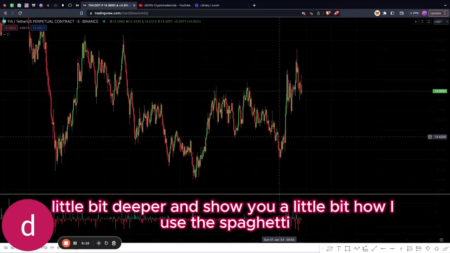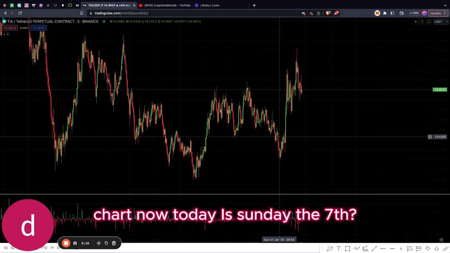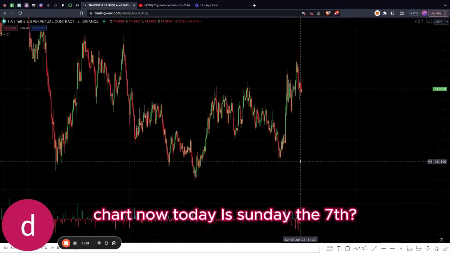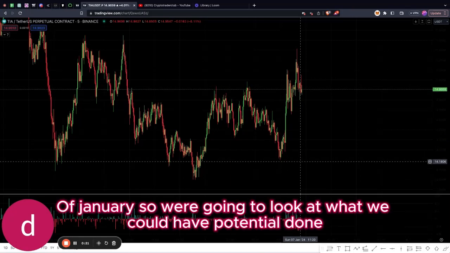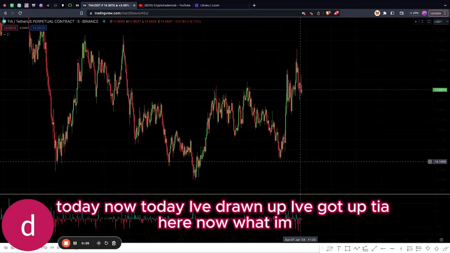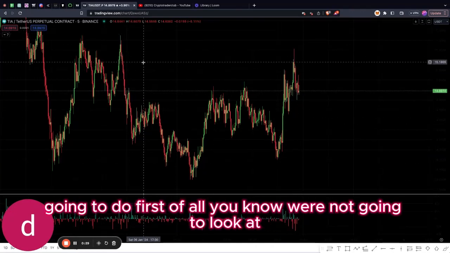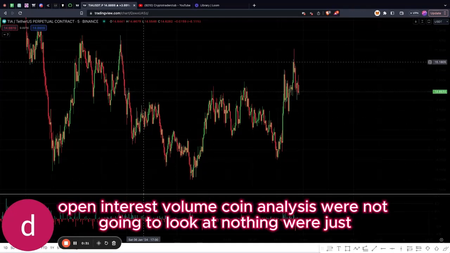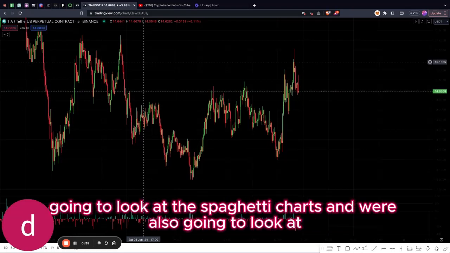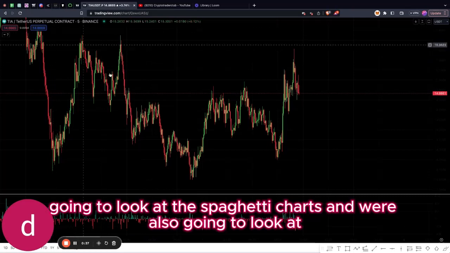Today we're going to go a little bit deeper and show you how I use the spaghetti chart. Today is Sunday the 7th of January, so we're going to look at what we could have potentially had today. First of all, we're not going to look at open interest, volume, or Coinalyze. We're just going to look at the spaghetti charts and the price action.